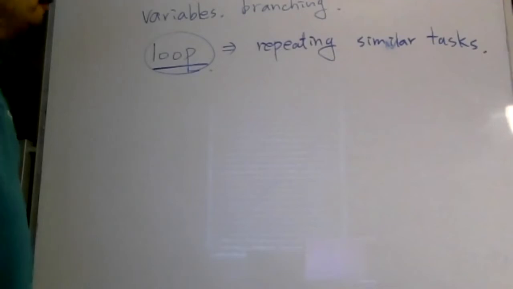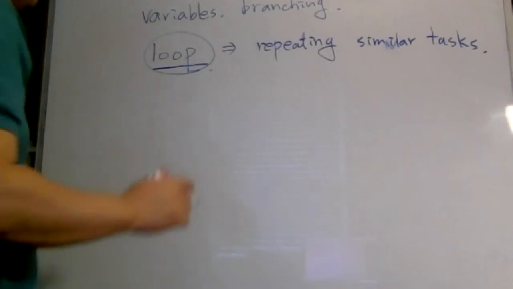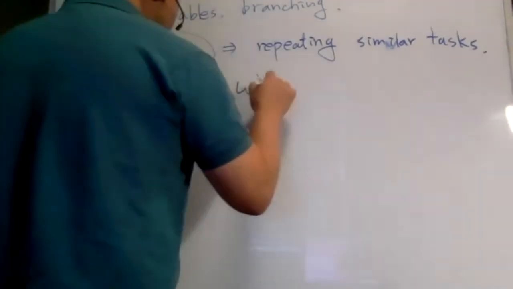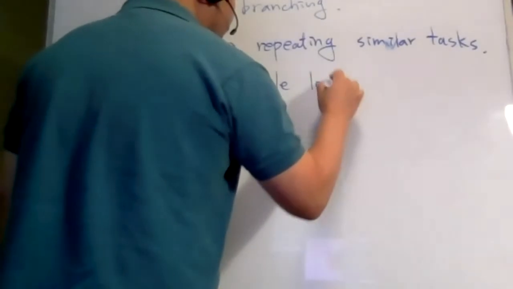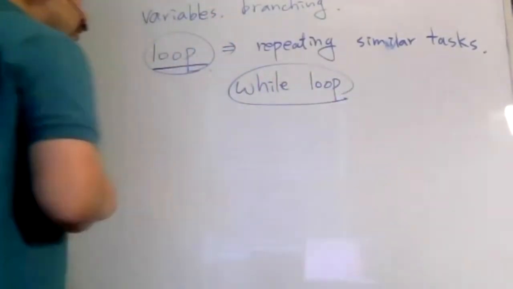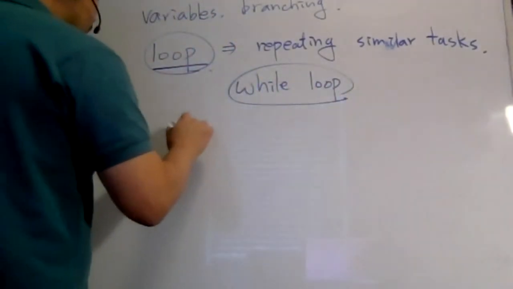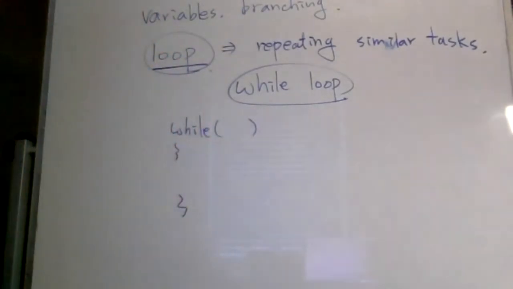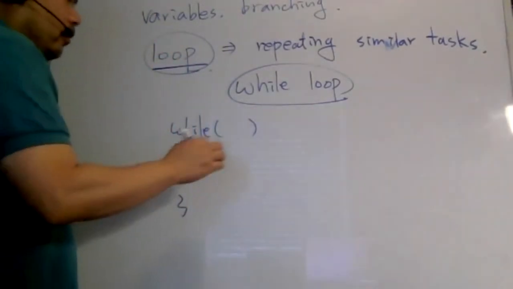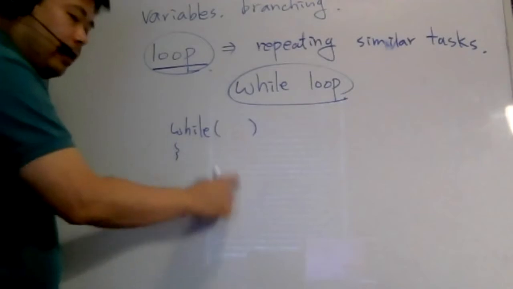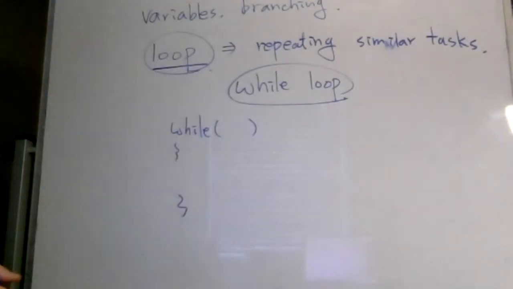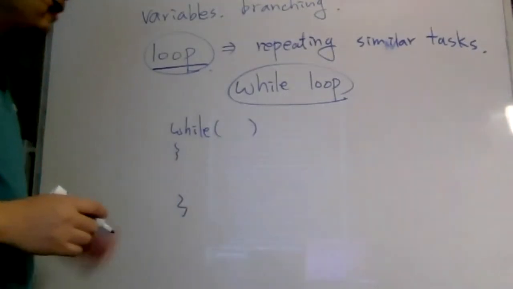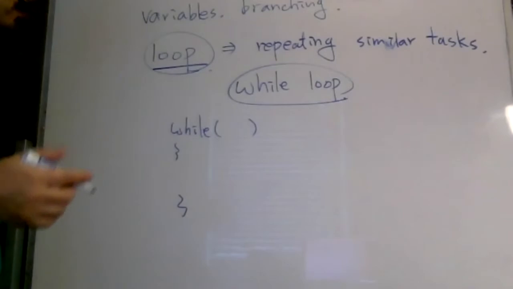One of the most commonly used loops is the while loop. So a while loop looks like this: while this is true, keep running this. That's basically the rough idea of how to use a while loop.